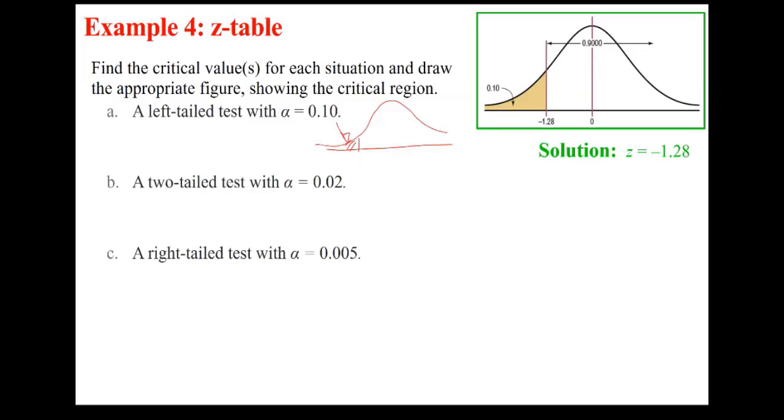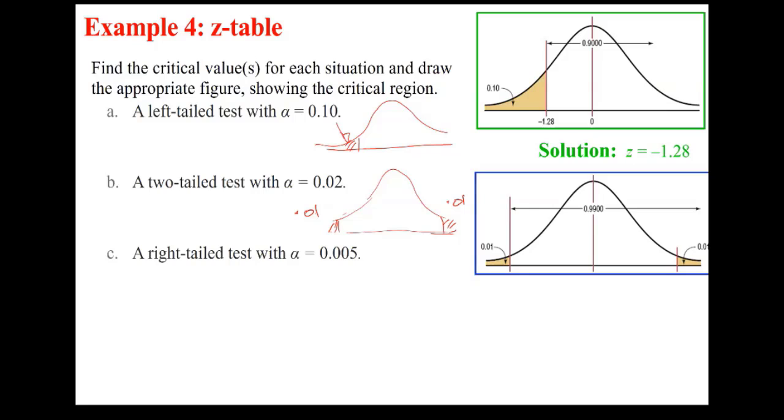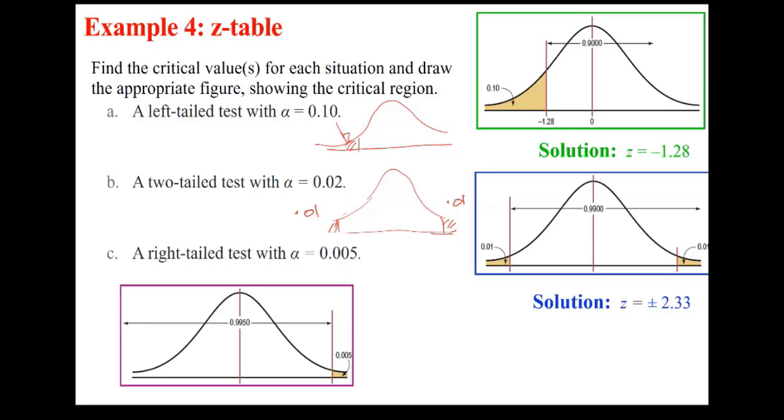For a two-tailed test, alpha is 0.02. It's not to scale, it's just to give you an idea. You have two tails, so each one is 0.01. 0.02 divided by 2. And you look up the table and you end up with plus minus 2.33. Finally, a right tail test, 0.005. So that's the right tail test. And we look up the Z table. If we look up the table, we might see 2.58, but we pay more attention and we see 2.575.